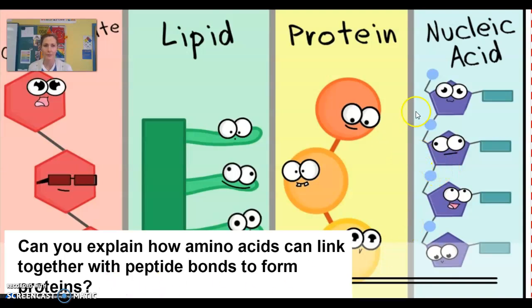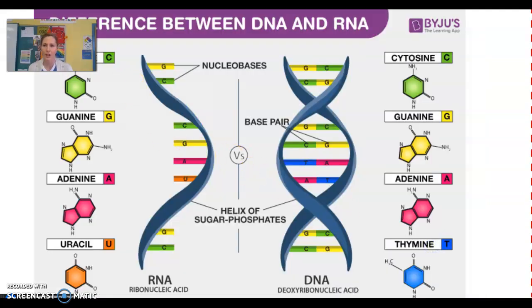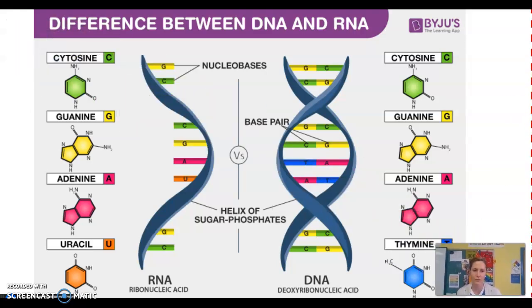So last but not least, we have nucleic acids. There are 3 parts in a nucleic acid. We have the phosphate group, we have the pentose sugar, and we have the nitrogenous base. Notice all these nitrogens, okay? So those are the 3 parts of our nucleotide. Nucleotides are our DNA and RNA. They are the information that makes you you.